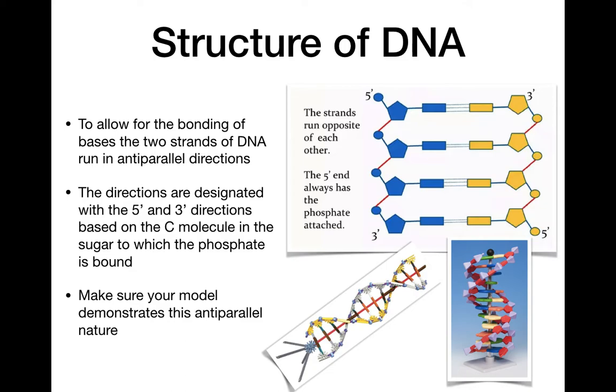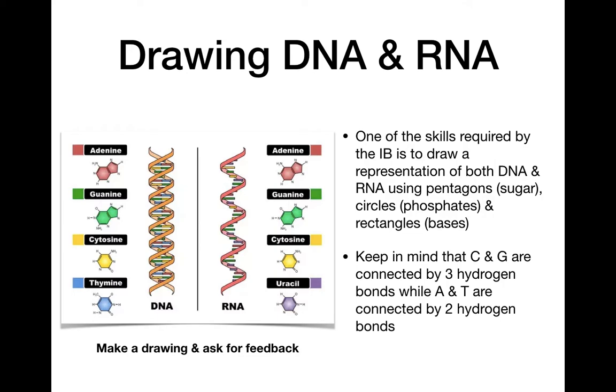Once you're finished with your models, the next thing is to draw both DNA and RNA. So one of the skills from IB is to draw a representation of both DNA and RNA using pentagons for your sugar, circles for the phosphates, rectangles for the bases. Remember that cytosine and guanine are connected with 3 hydrogen bonds, and adenine and thymine are connected with 2 hydrogen bonds, and those are represented by little dashed lines, just like we talked about water properties in 2.2.